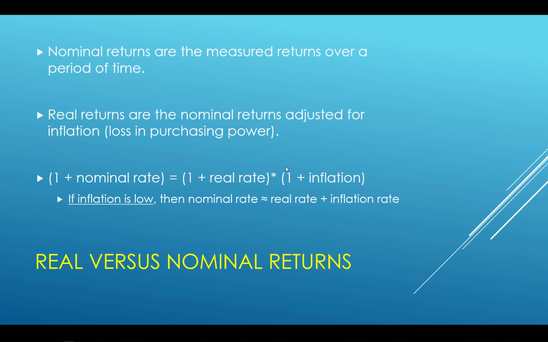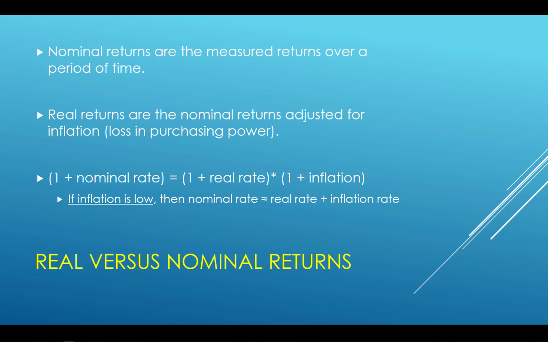So the quick and simple formula here, hopefully it's quick and simple, is this: 1 plus the nominal interest rate is going to be equal to the quantity 1 plus the real interest rate multiplied by the quantity 1 plus the inflation rate. So if we do this math, we can get what the real rate of return is, for instance. And then this little note here: if the inflation rate is relatively low, then the nominal rate is very close to the real rate plus the inflation rate.